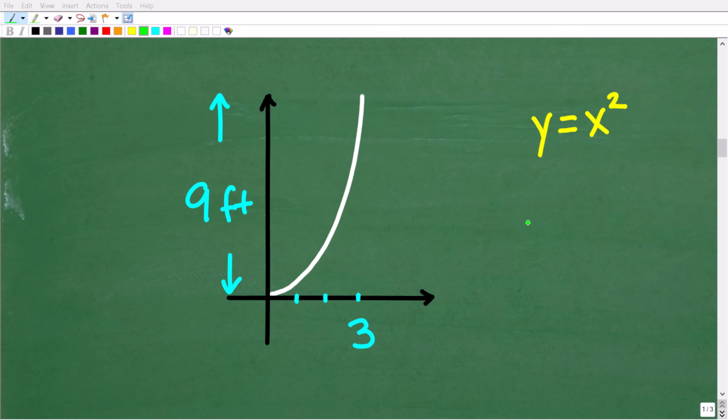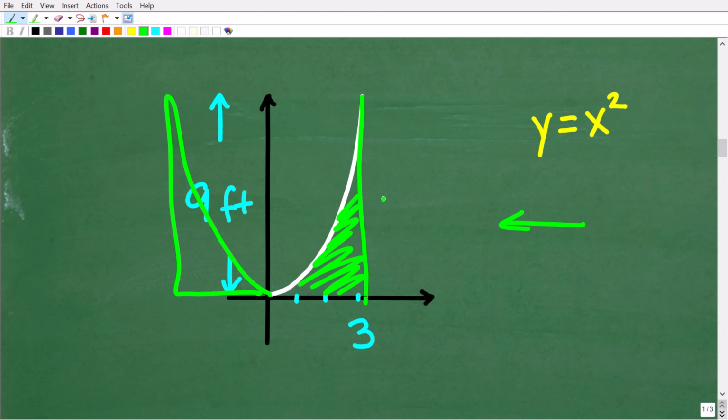Okay, so let's go ahead and focus on one side of this curve, because what we're trying to do again is find the area underneath this curve, and there's no need to find this area because this area and this area are identical. So once we get this answer, all we have to do is double it to find the total area underneath this curve.